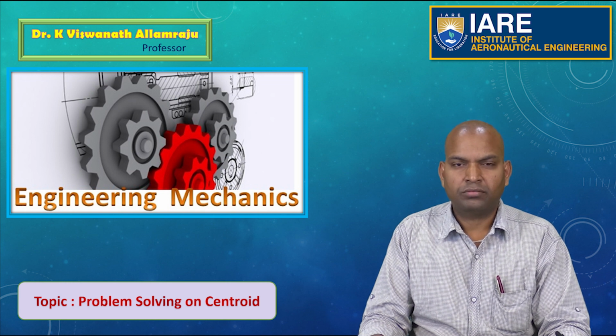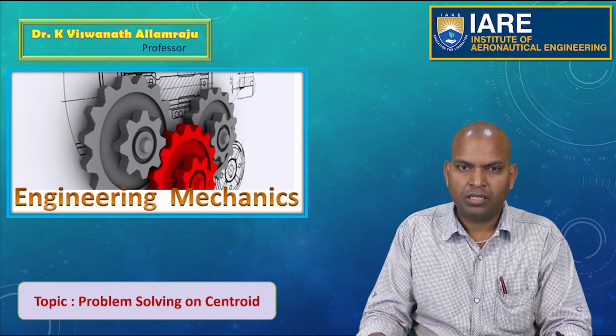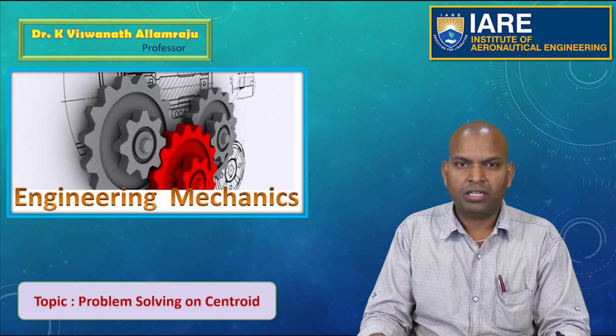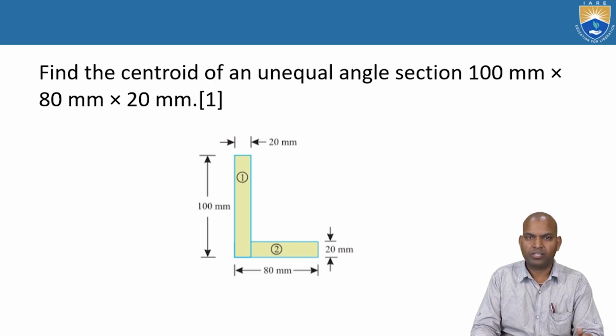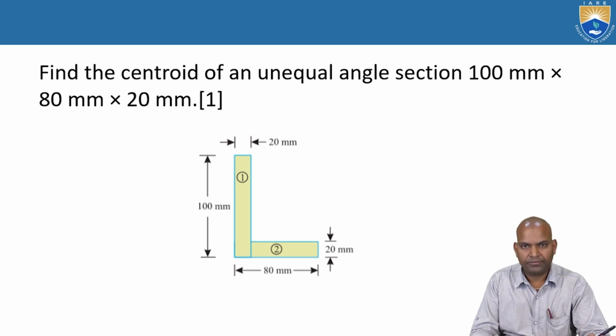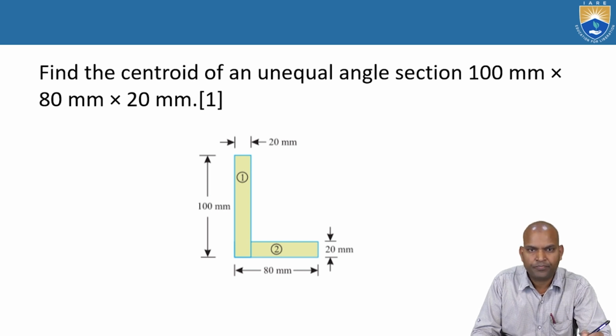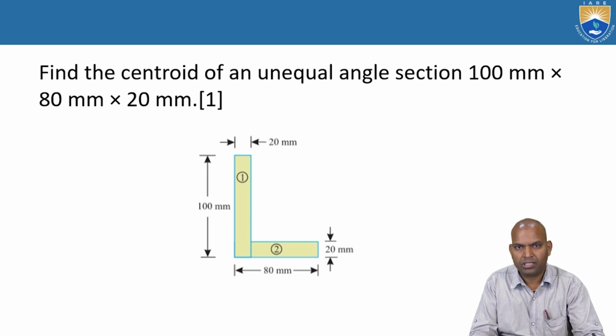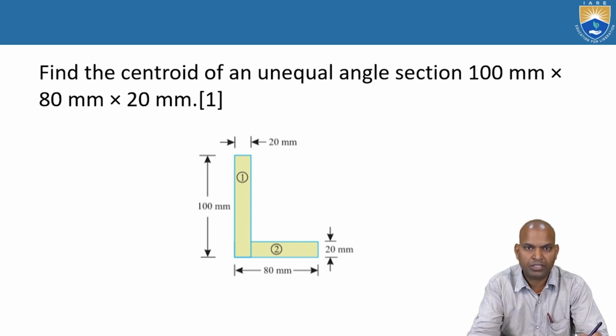In this session, we are going to solve some problems based on the concept of centroid, and find the centroid of various sections. Let us recapitulate what we covered in the previous session: the centroid of sections symmetrical about the vertical axis, and sections symmetrical about both vertical and horizontal axes. That means problems with two lines of symmetry and a single line of symmetry were solved for the I section and H section.